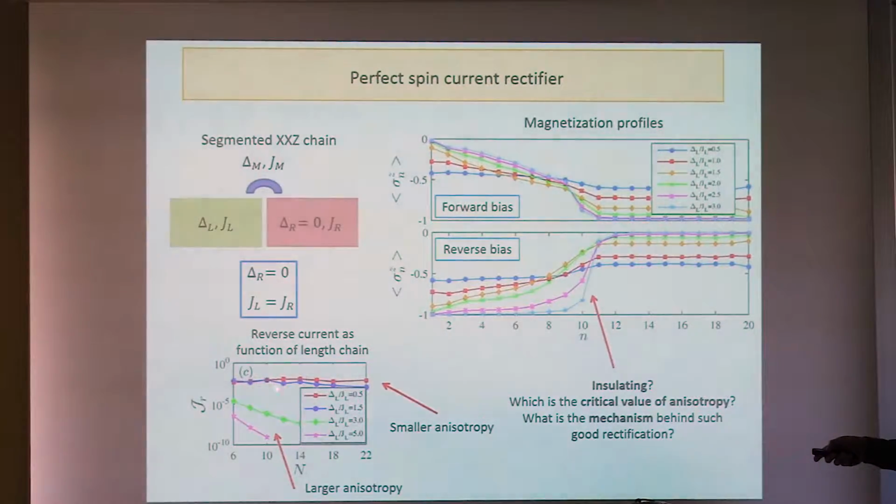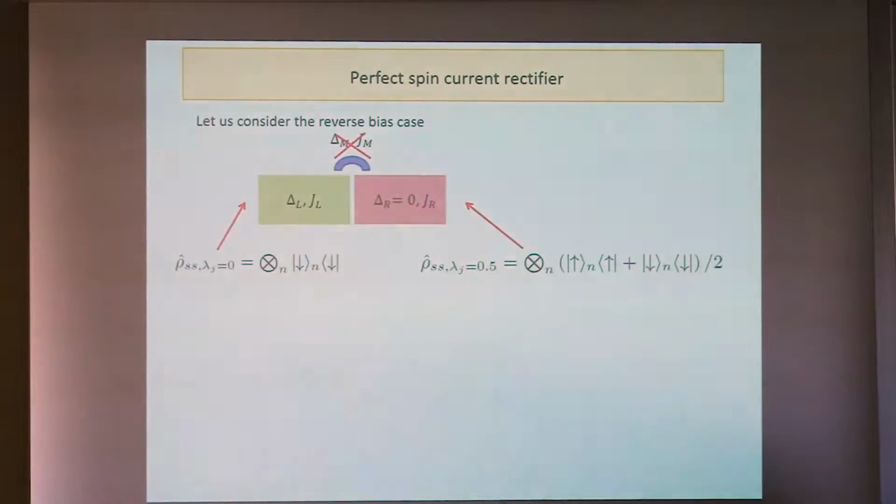Okay, so we look at how the current in reverse bias changes with the particle number. And we see that for small interactions, it changes but slowly. Instead, for large interactions, like here I have 3 and 5, for example, the rectification is small and it also decreases exponentially with the system size. So a sign that, as the system size increases, the system is becoming insulating. Okay, so what is the mechanism behind this?